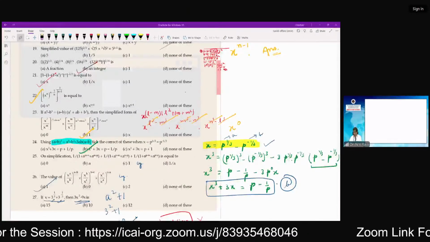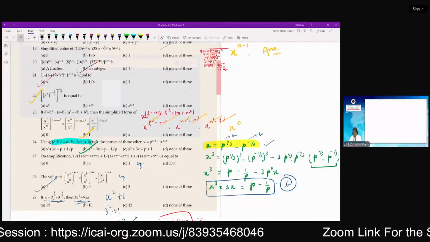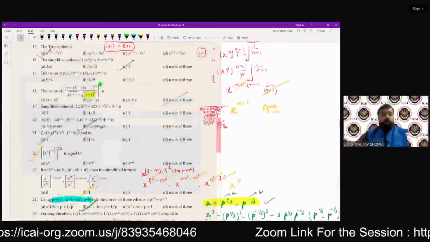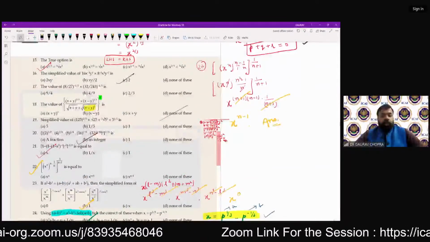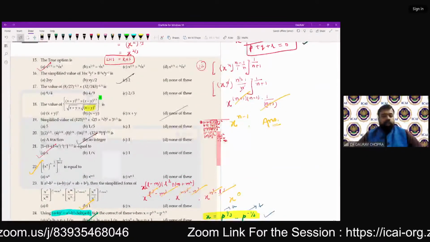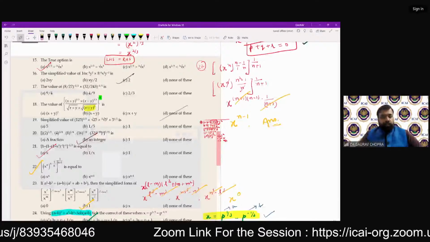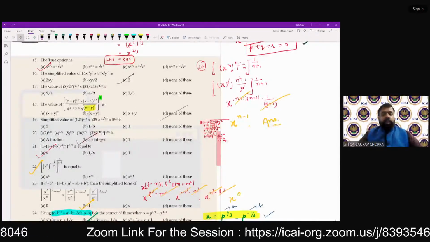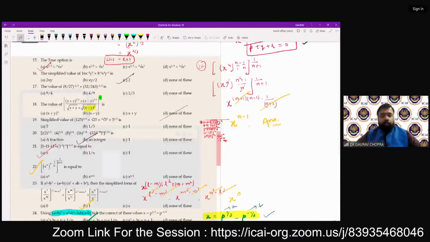Now I request Chopra ji, you can share some of your experience, please. Yes. So overall, these three topics are basically scoring chapters, and these are not much time consuming. So basically, all these three topics help us to score good marks, especially in maths.